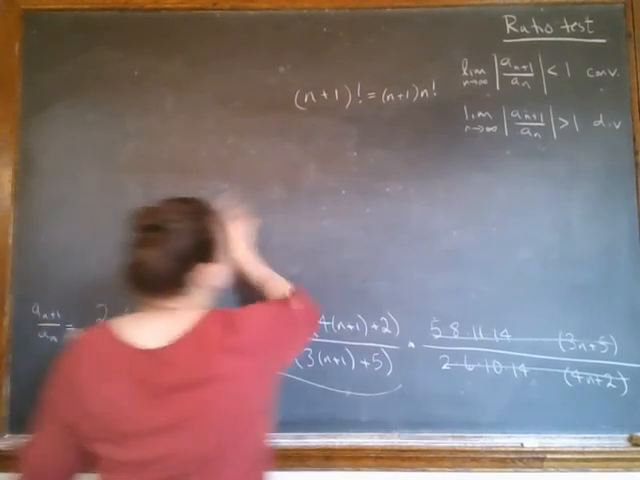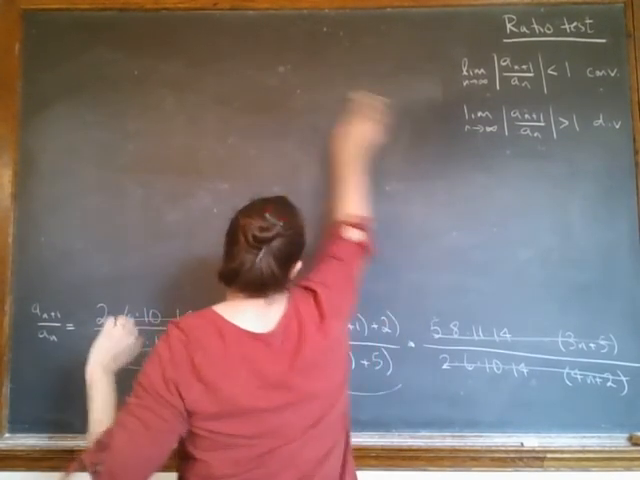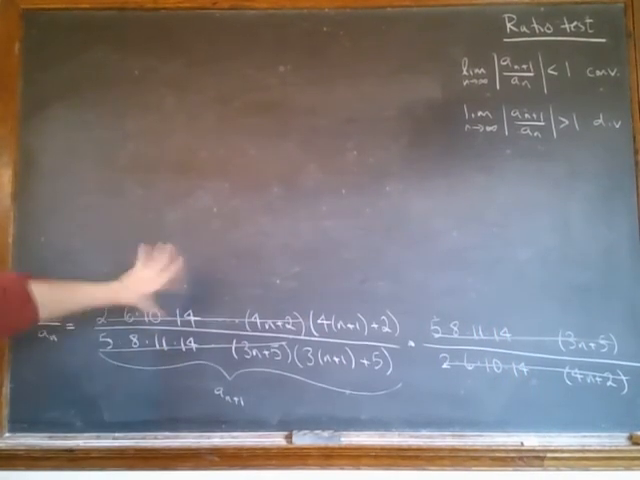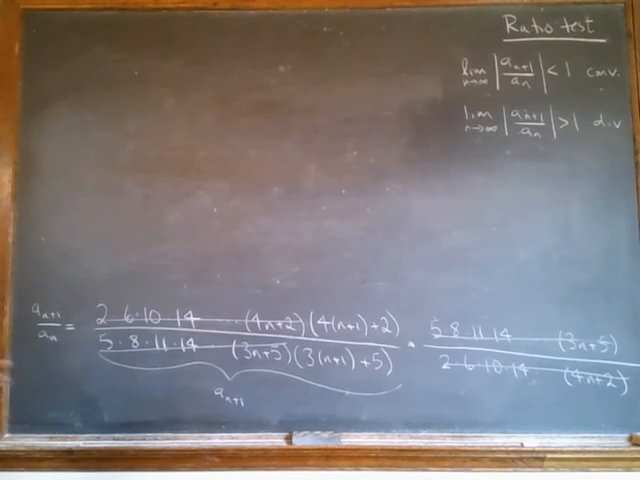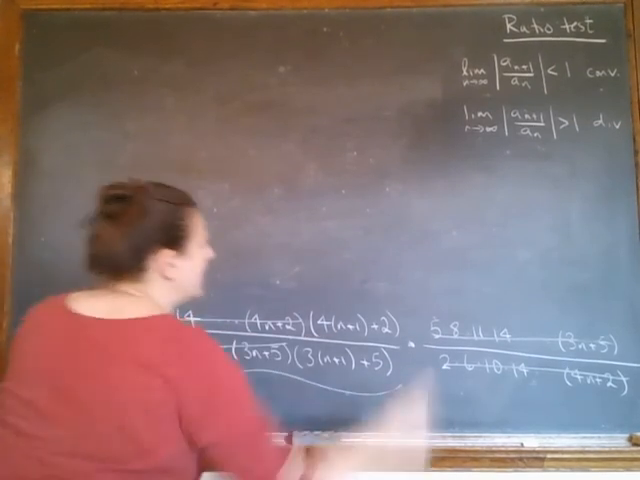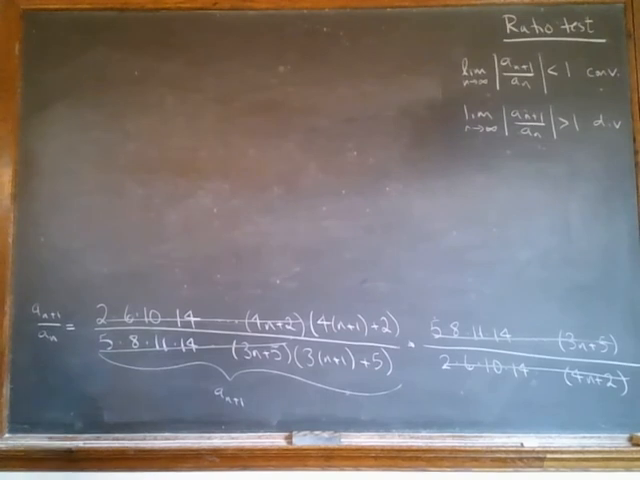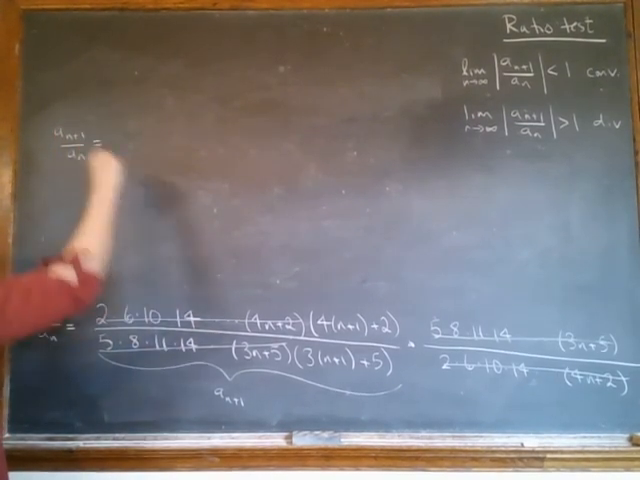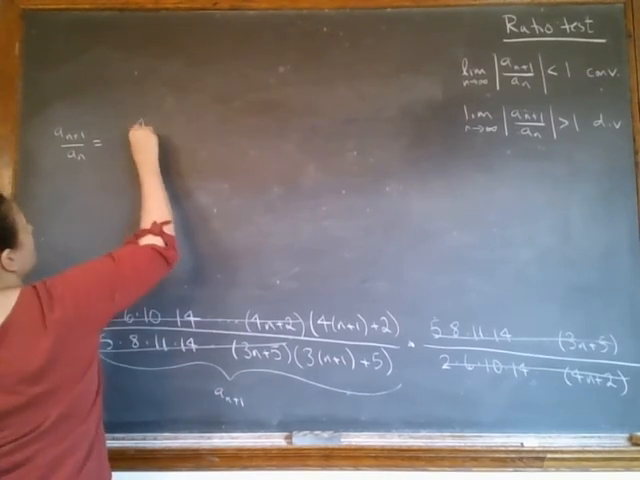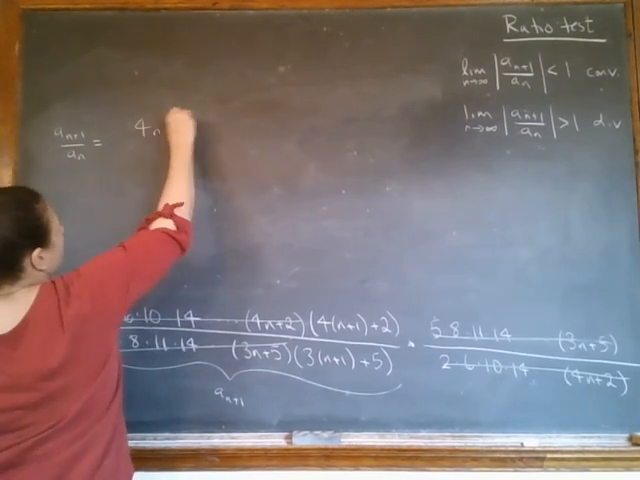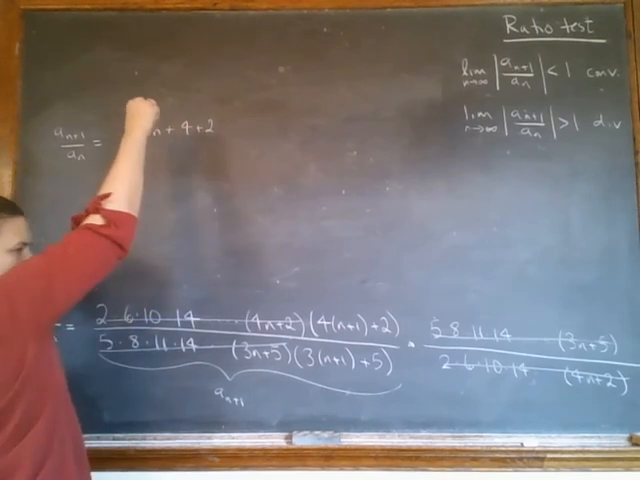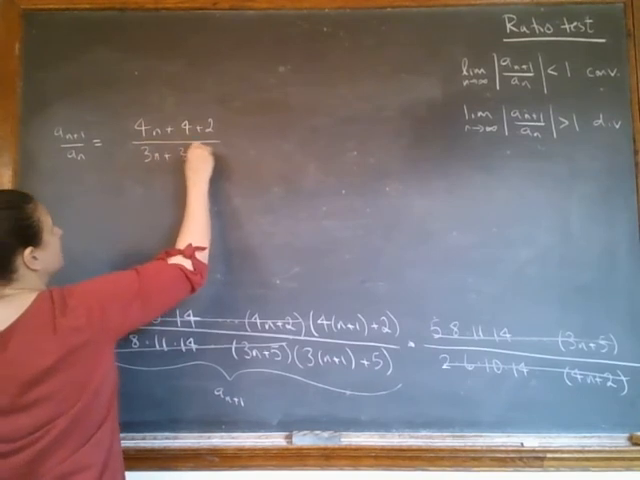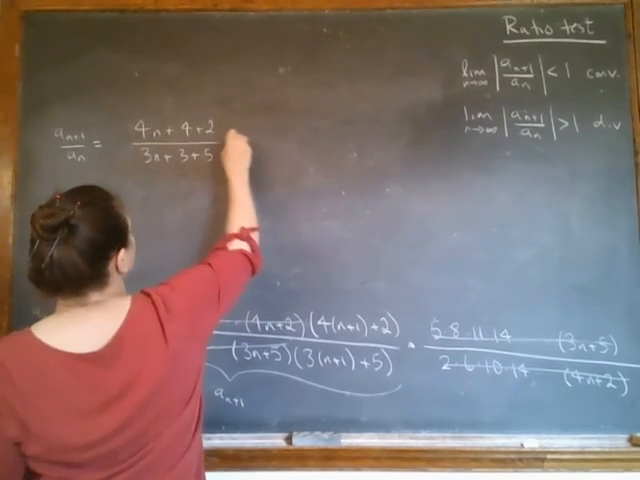The problem is that you can't do it easily by writing it out as factorials, but when it's something mucked up like this, you just have to write out the terms and then realize what you're actually going to get as you write them out. So let me rewrite it up here. I've got 4n plus 4 plus 2. And then here I've got 3n plus 3 plus 5. Okay.